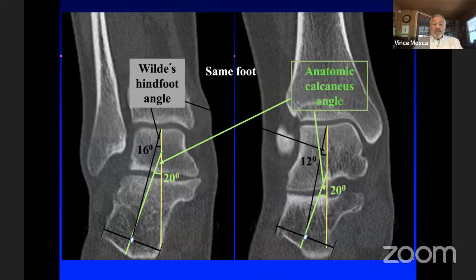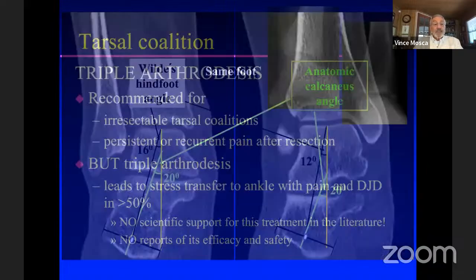I have a study going on right now that we're going to show that using the anatomic axis of the calcaneus is not only reliable, but we're going to show what numbers would indicate too much valgus versus an okay amount of valgus that we don't need to worry about.